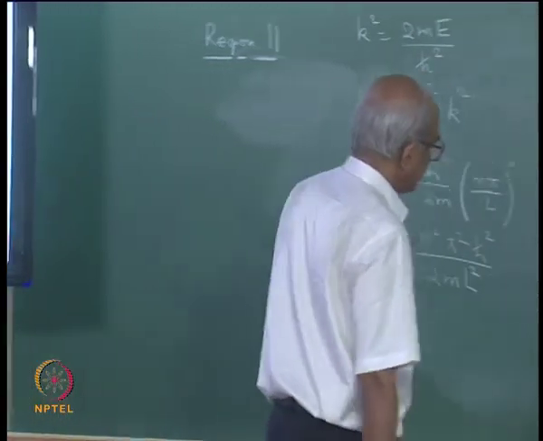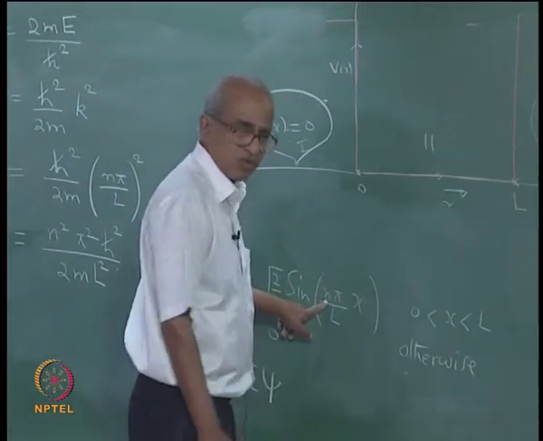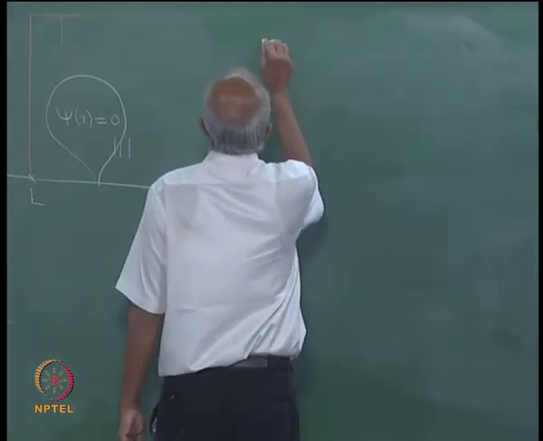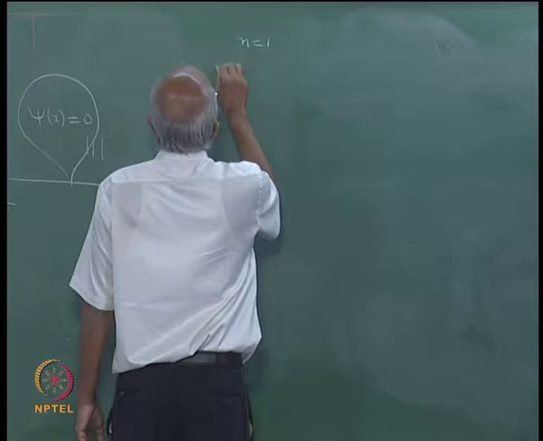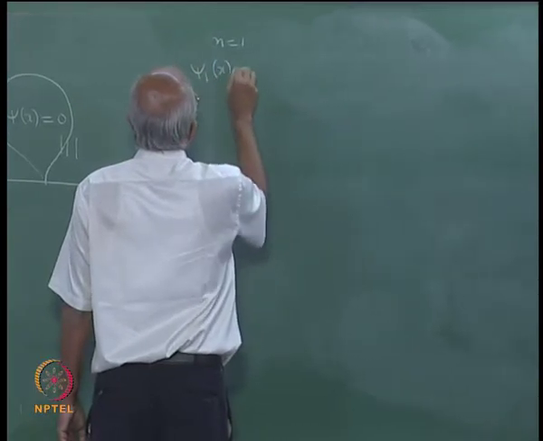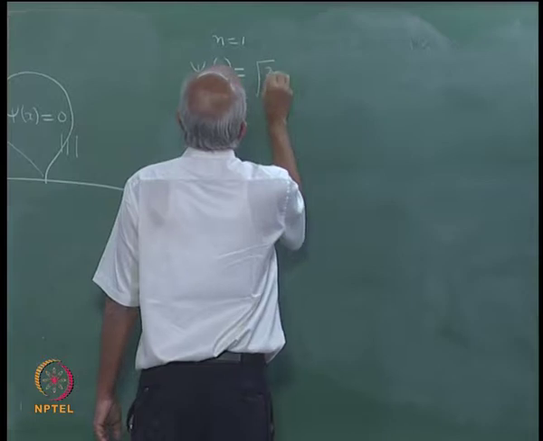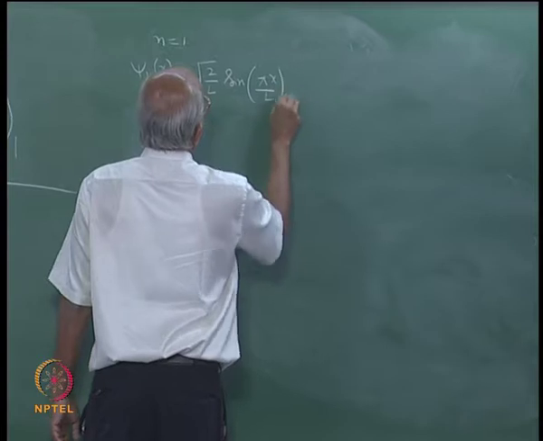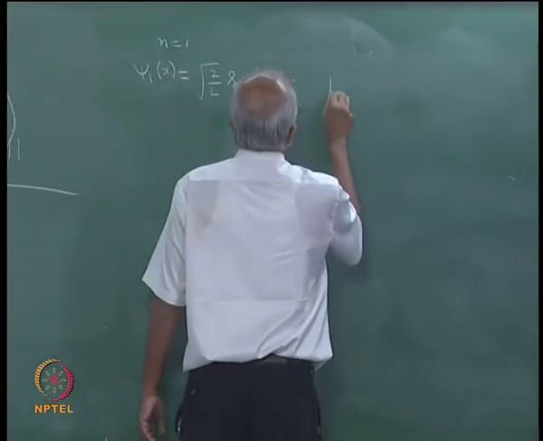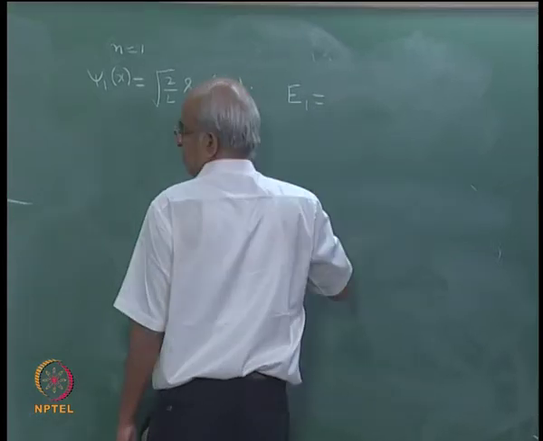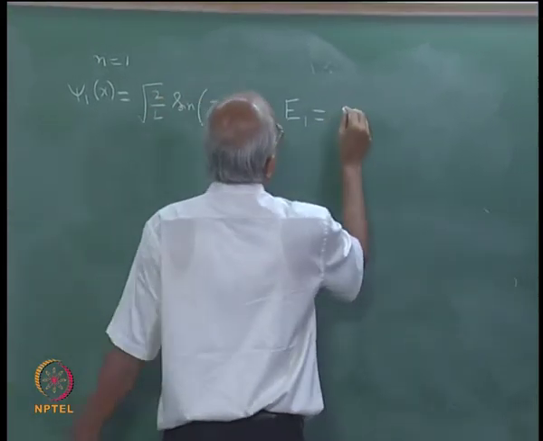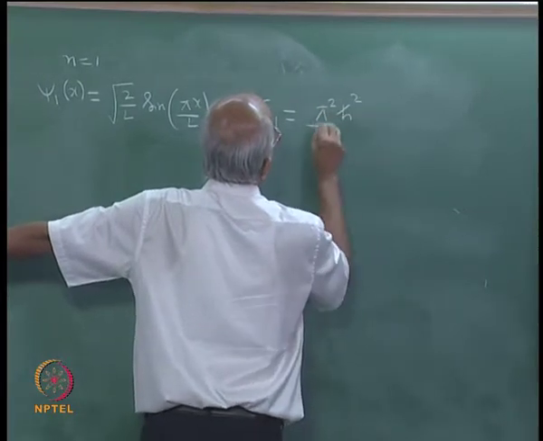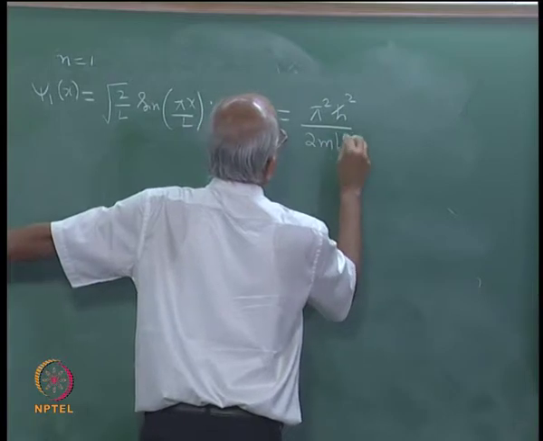So, we look at the first eigenfunction. The first eigenfunction would have n equal to 1. If n is equal to 1, I will have the function psi 1 of x, which will be given by square root of 2 by L sin pi x by L. The associated eigenvalue will be E1, which is equal to, what is the expression? In that expression, you will have pi square h cross square divided by 2 m L square.